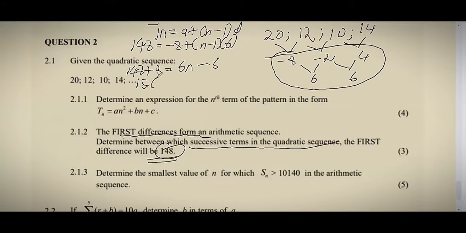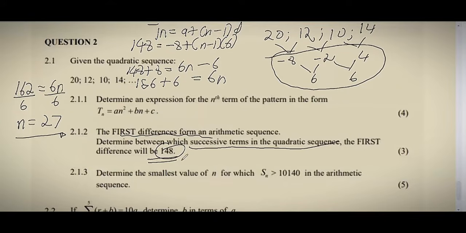So we have 156 plus the 6, if we transpose it over to this side, is equals to 6n. Now this is 156 plus 6, that's 162, is equals to 6n. Divide both sides by 6. If we divide both sides by 6, then our n value is equals to 27.